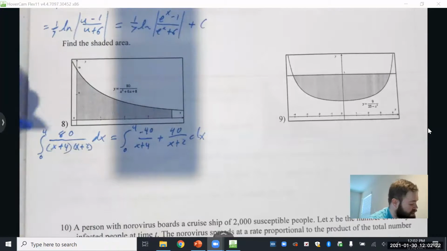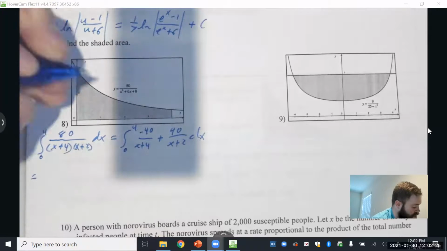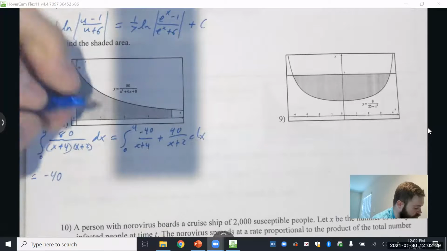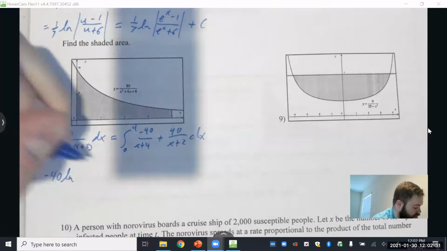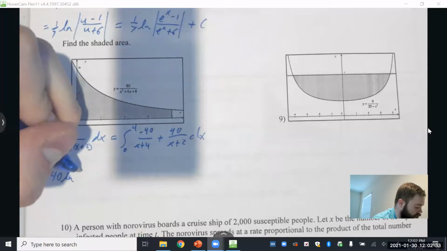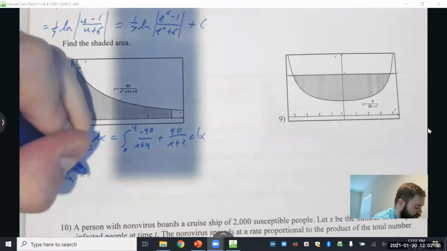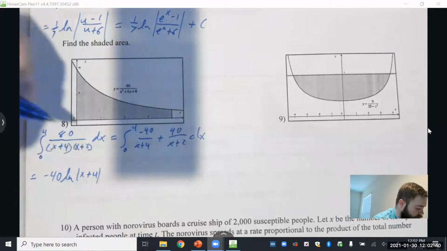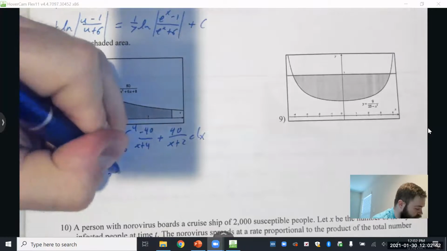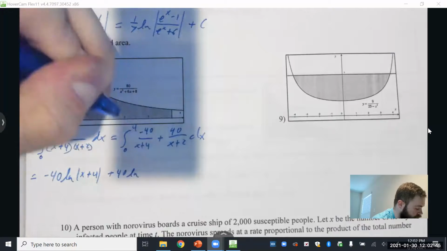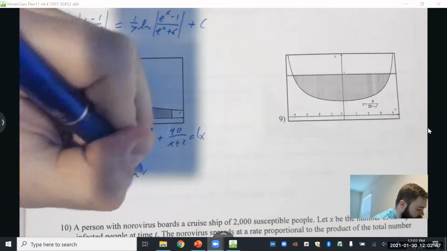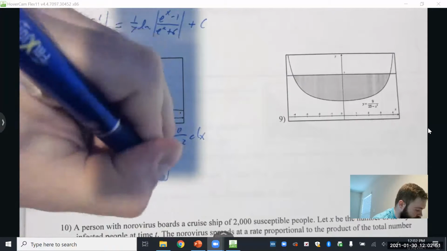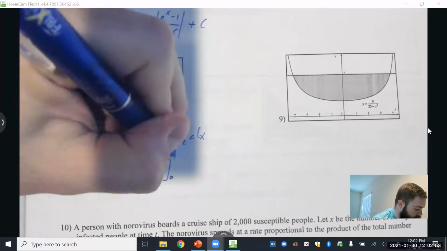Okay, so then we're going to have negative 40 natural log of x plus 4, and then we have plus 40 natural log of x plus 2, evaluated from 0 to 4.